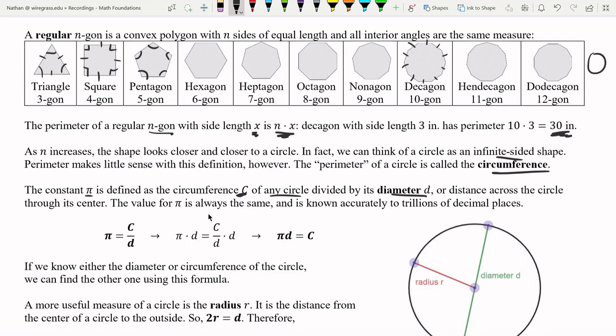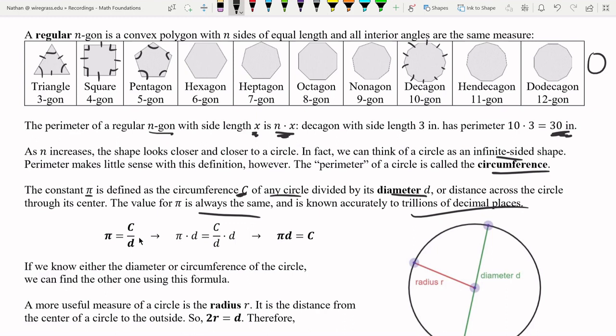The value for pi is always the same. It doesn't matter what circle you're talking about. If you take the circumference of that circle divided by its diameter, you'll always get this constant number pi. The circle can be super large or super small. It'll always be the same number. And we know this constant to trillions of decimal places. It's getting more and more each day. So this is what that means. Pi, this constant number, is the circumference of the circle divided by the diameter of the circle.